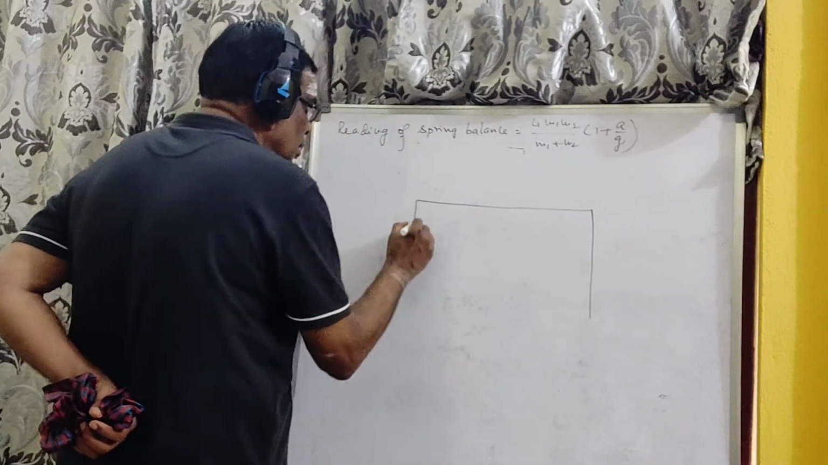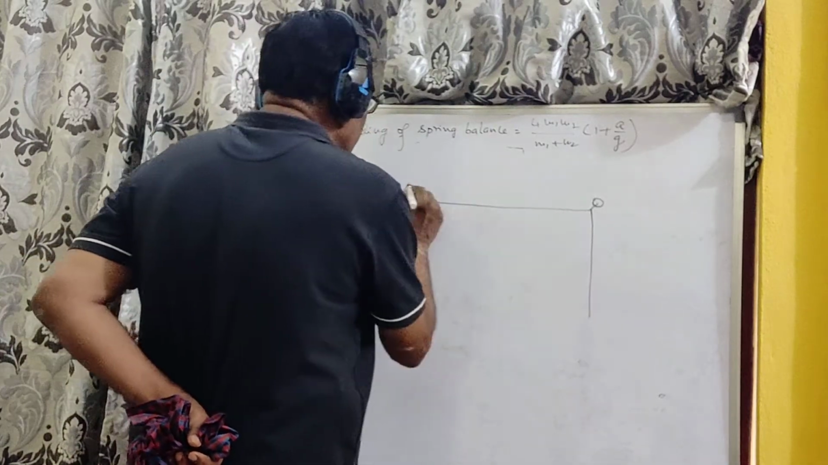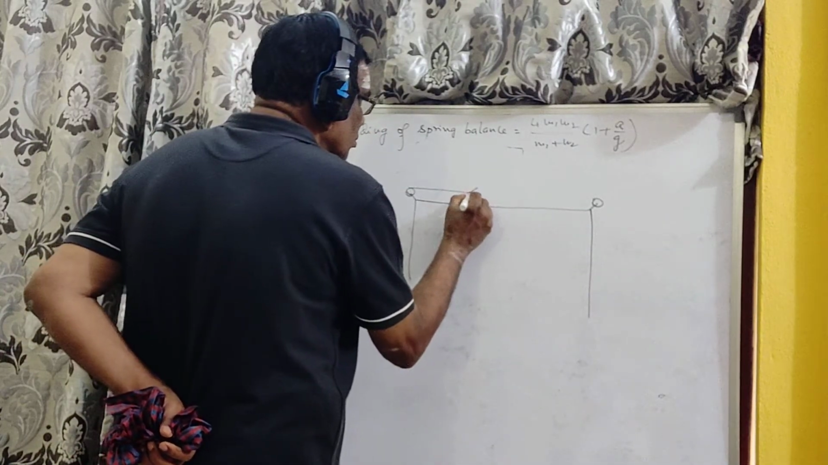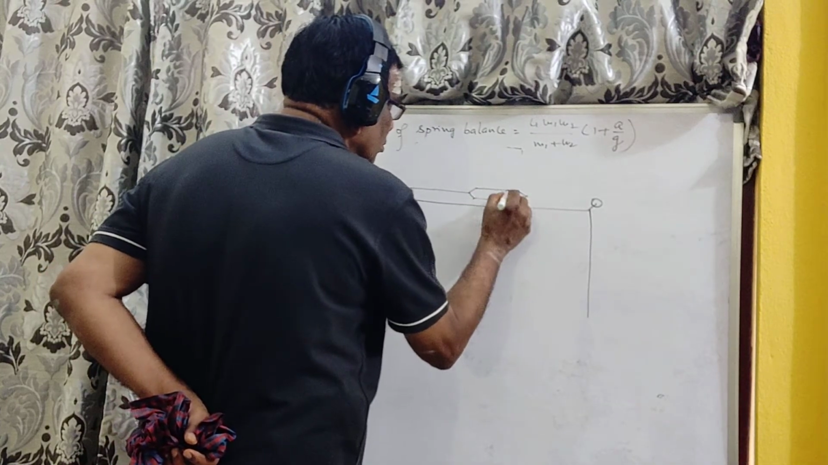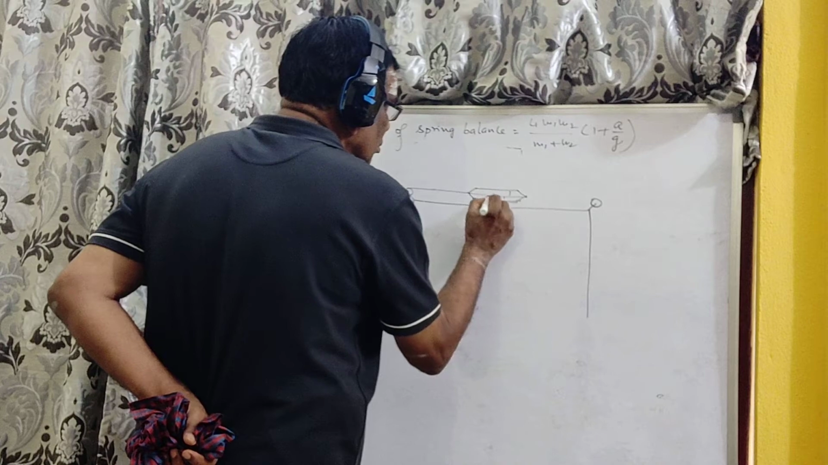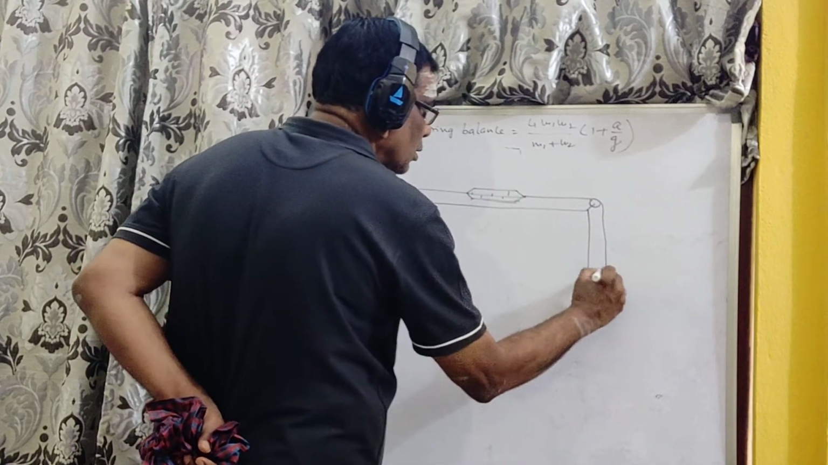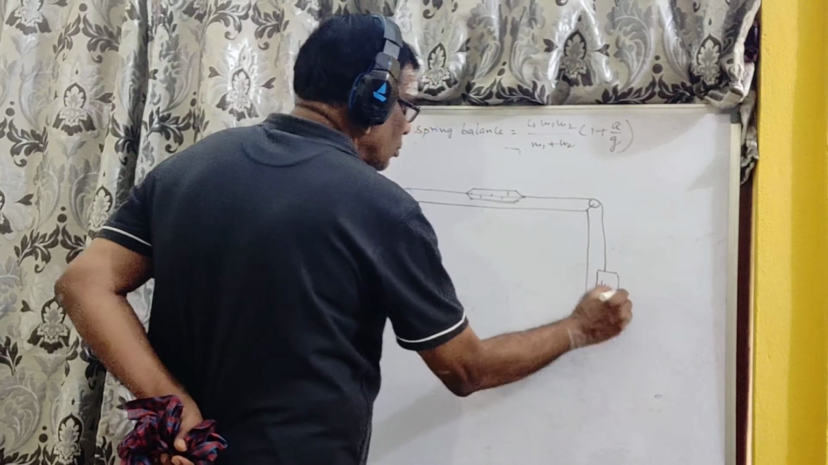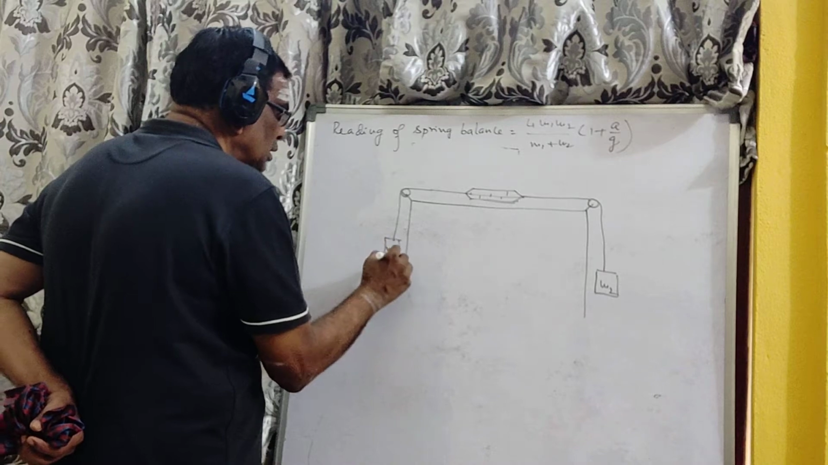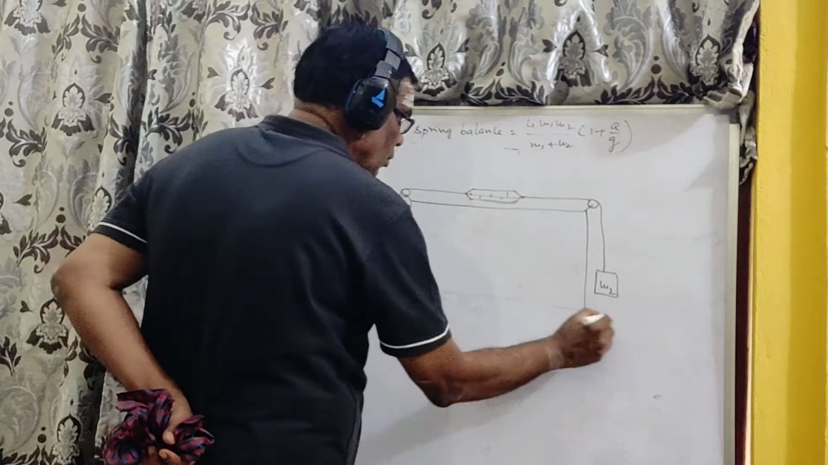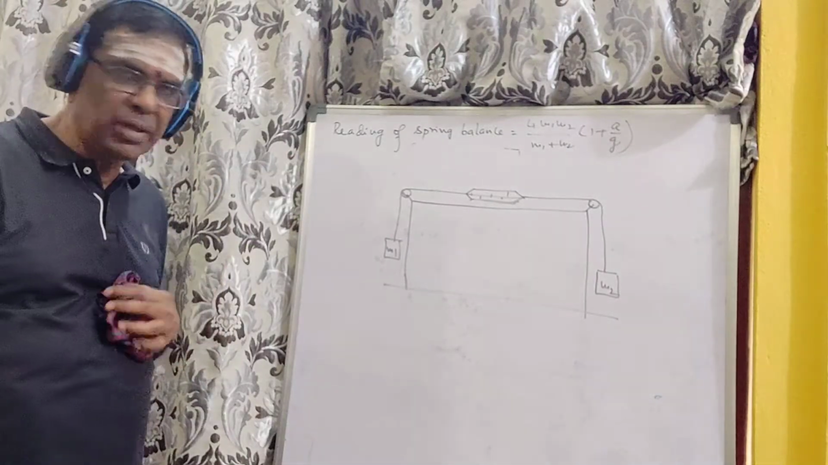suppose I am taking a case like this. M2, this is M1, okay? What is the reading in the spring balance?